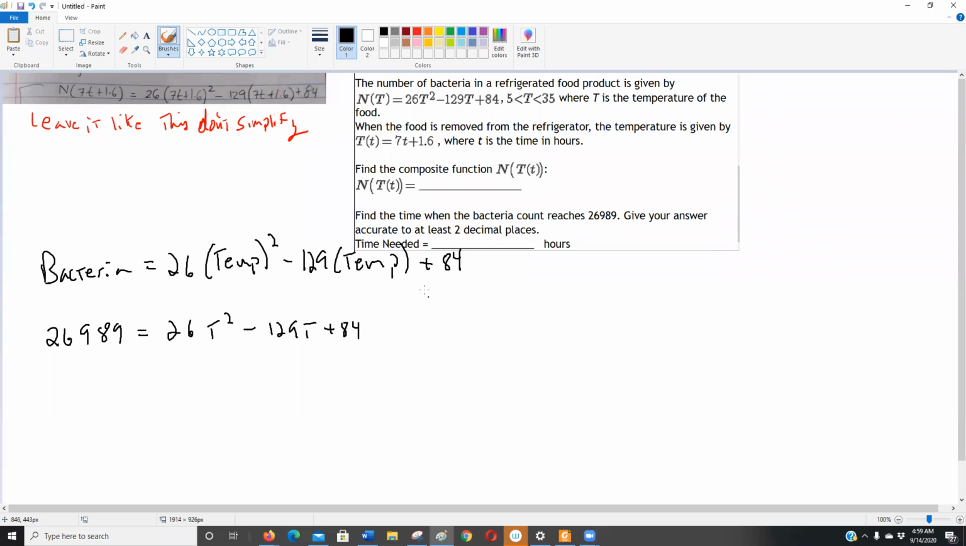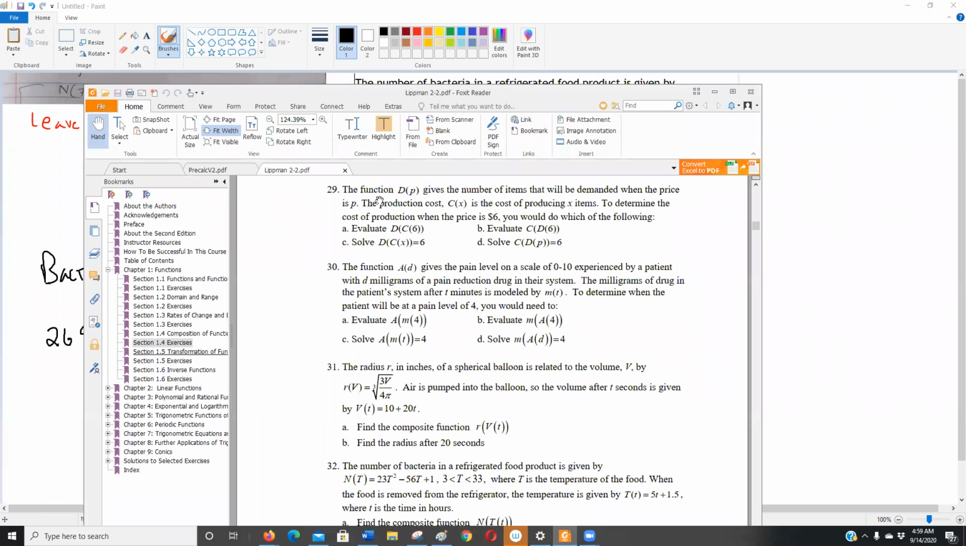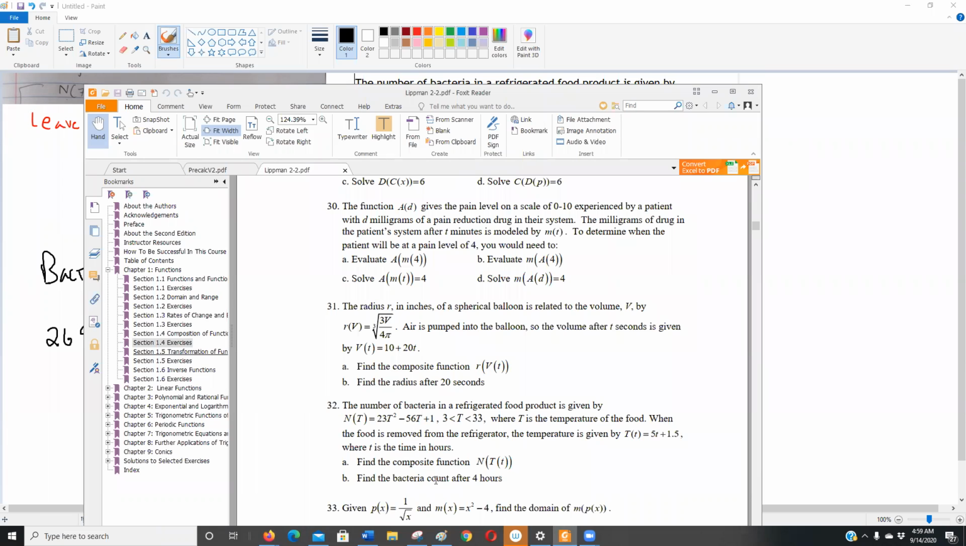Okay, so for this question, this is in section 1.4 in WebAssign. I mean, MyOpenMath, I believe. It's also very similar, just so you know, to number 32 also.